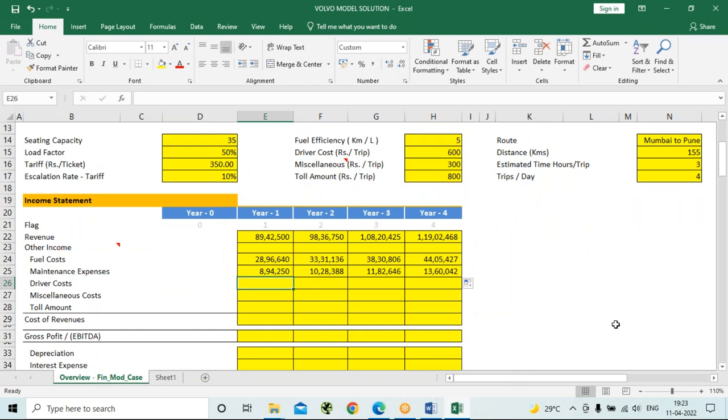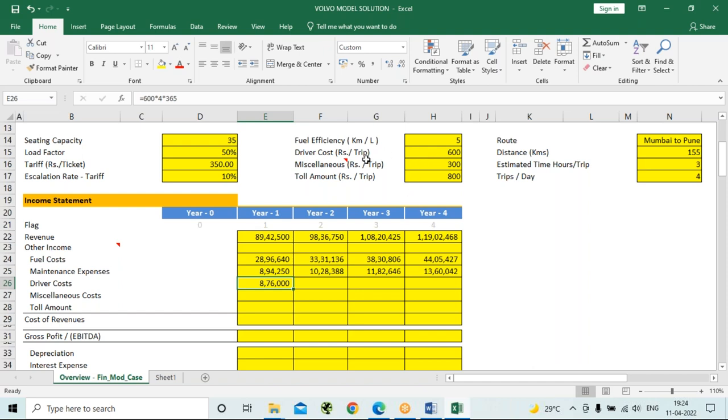The next thing is the driver cost. So what is the driver cost over here? The driver cost is equal to 600 into 4 trips into 365, so that comes up to 8,76,000. So we have the driver cost per trip, into 4 trips a day, into 365 days a year.